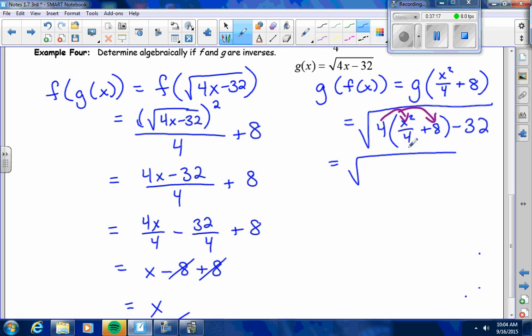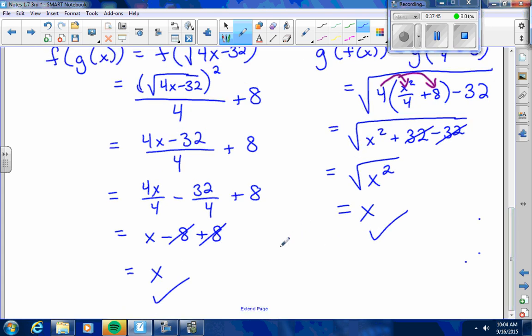So 4 times x squared over 4 is x squared. 4 times 8 is 32. Bring down the minus 32. 32 minus 32 cancels. So we have the square root of x squared. And what is the square root of x squared? x. That works. So they are inverse functions.